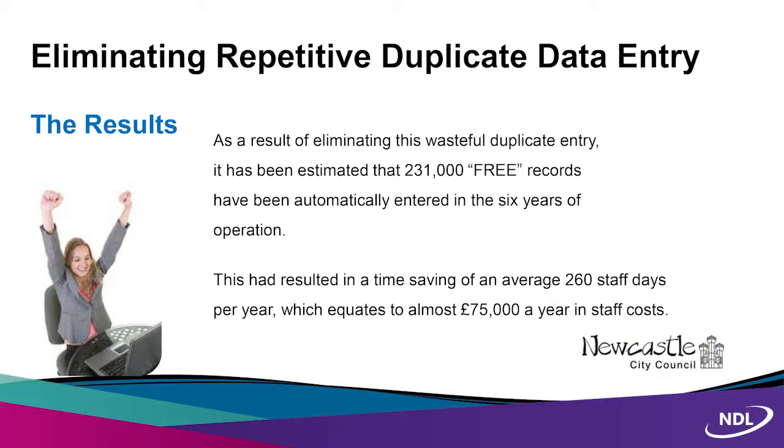So, the results. We're coming up for 7 years utilising this robot. We average around 2,500 to 3,000 submits a month. Not massive numbers, granted, but in there there are 6,000 to 7,000 activities. And they're the free activities, i.e. they've entered them once, everything else is free. So it's nearly 6 years, I apologise, not 7 years. There are about 231,000 free records in those 6 years, which equates to about 260 staffing days, which is approximately £75,000 a year.